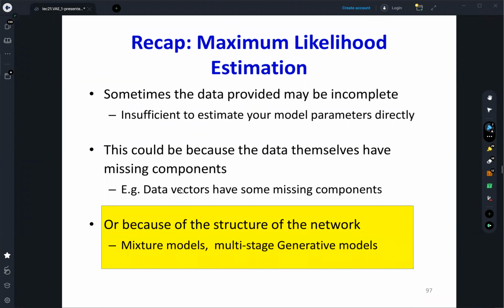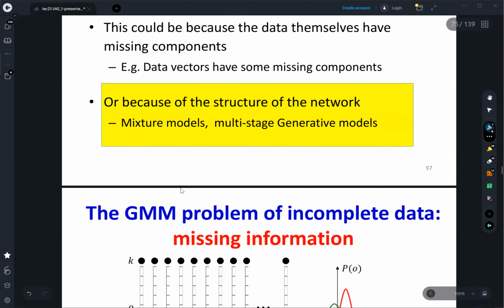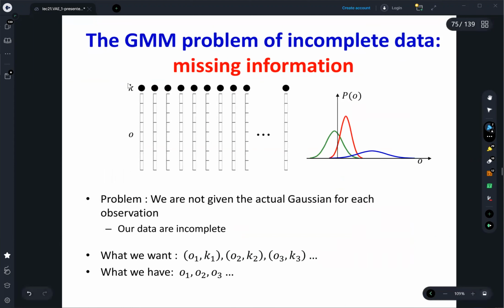But then let's try to look at a situation where you have missing information, like in the case of the Gaussian mixture, right? In the case of the Gaussian mixture, you don't know which Gaussian any particular vector came from. So our data are incomplete. What we want is the joint: along with every vector, you also want to know which Gaussian the vector came from. But that information is missing.